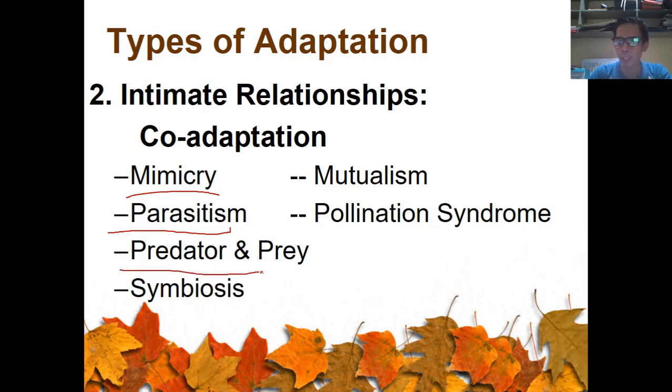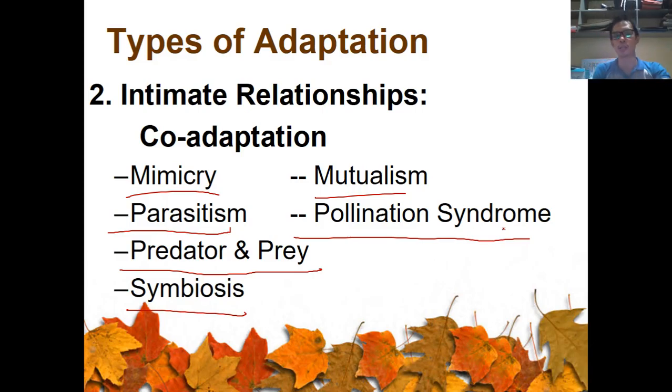Next one, the predator and prey relationship. One organism is a predator and the other one is a prey. The other one is symbiosis. In a symbiotic relationship, an organism may or may not gain from this particular relationship. It always involves two organisms in the long run. And we have mutualism, and also the pollination syndrome. These are some examples of intimate relationship, or more so, it is called co-adaptation.